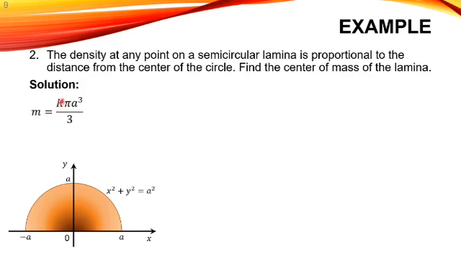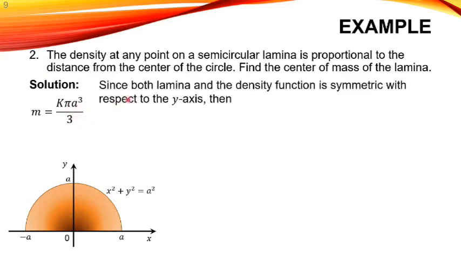Given that mass is equal to k pi a cubed over 3, since both the lamina and the density function are symmetric with respect to the y-axis, then the x bar is equal to 0. So, it is symmetric about the y-axis. So, its x-coordinate would be 0. What we need to solve is the y bar, or the y coordinate of the center of mass.